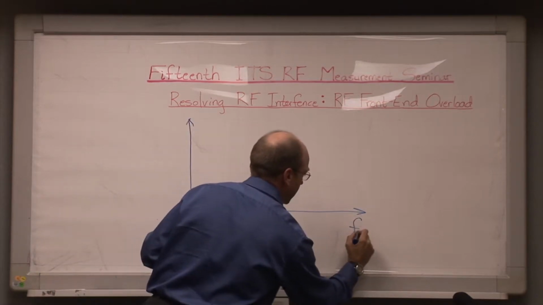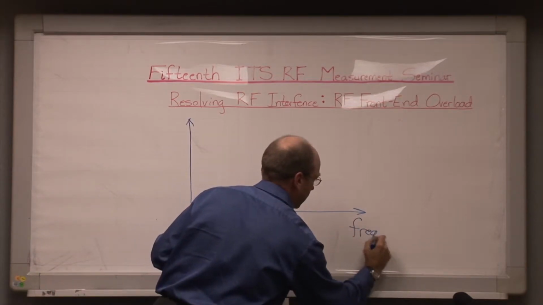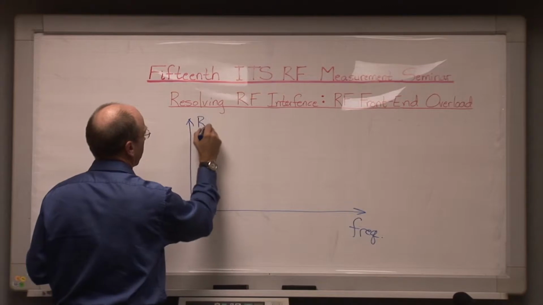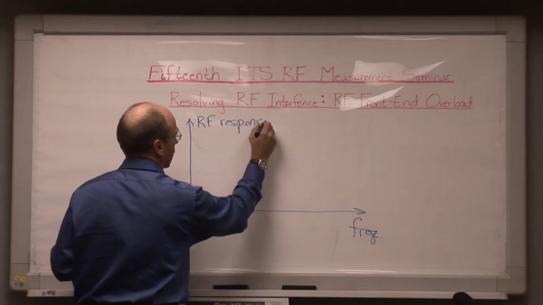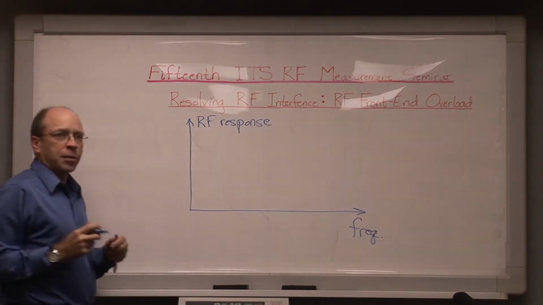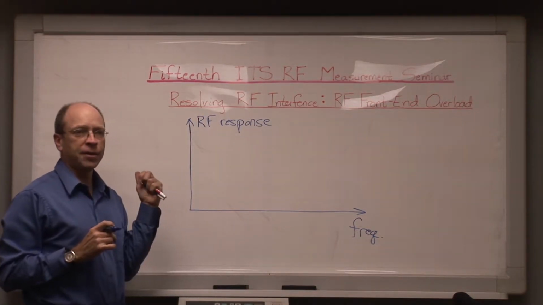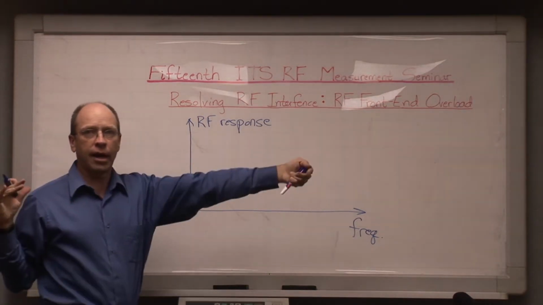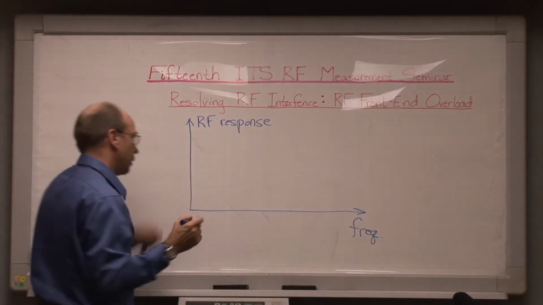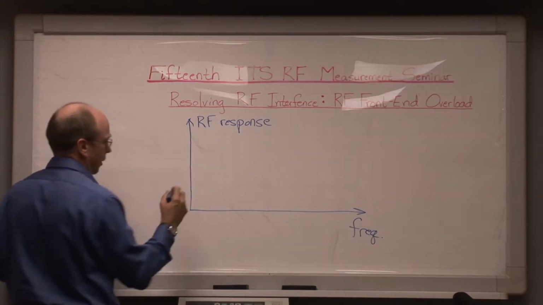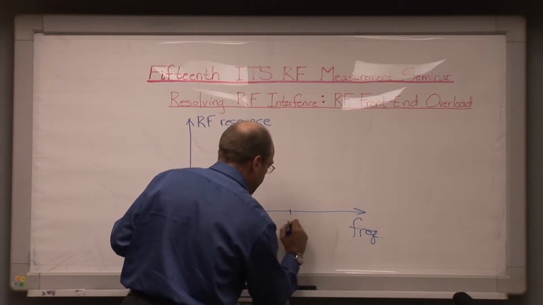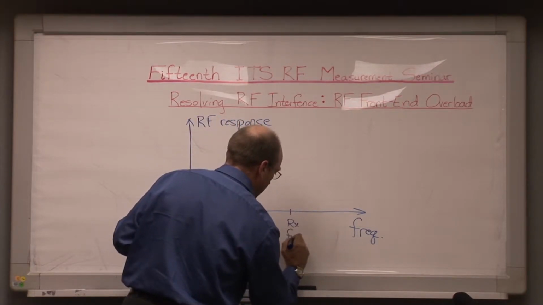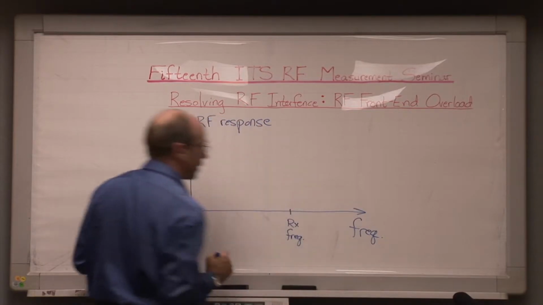Here's frequency, and here is the RF response of the type of receiver that I've drawn. What controls the RF response of that system? There's no filter in front of the low noise amplifier, and we'll assume that the antenna has a wide operational frequency range. Well, it's the low noise amplifier. And we'll say that this is the receiver frequency that we're building the system to work at.